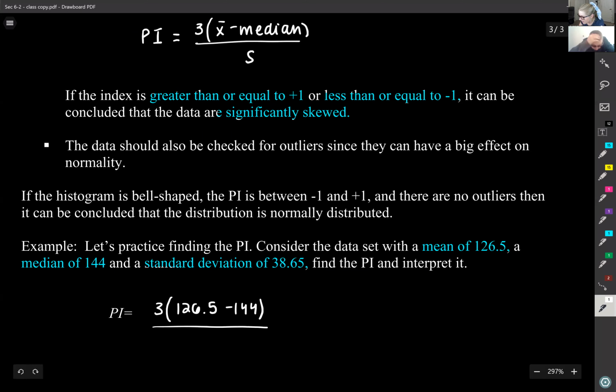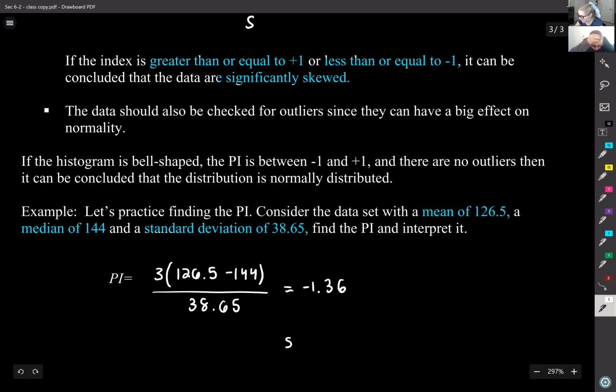Okay, so let's just plug this into our calculator and see what we get. Okay, and I got a value of -1.36. Well, up above, we saw that if the index is greater than or equal to 1 or less than or equal to -1, then we can conclude the data is significantly skewed. Well, -1.36 is definitely less than -1, so we can say that our data is significantly skewed.